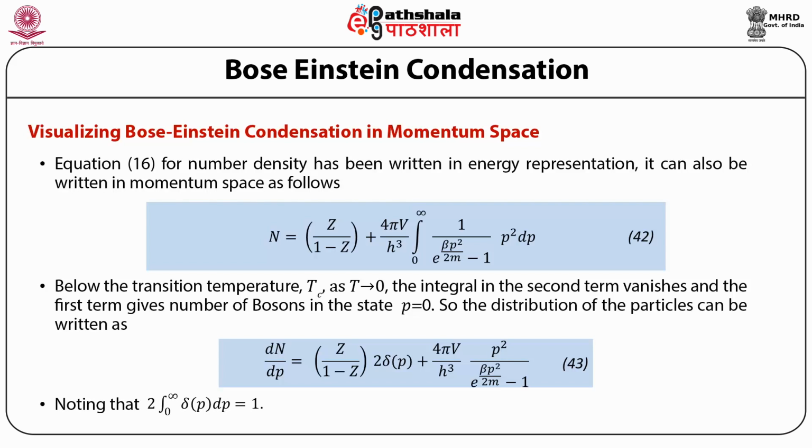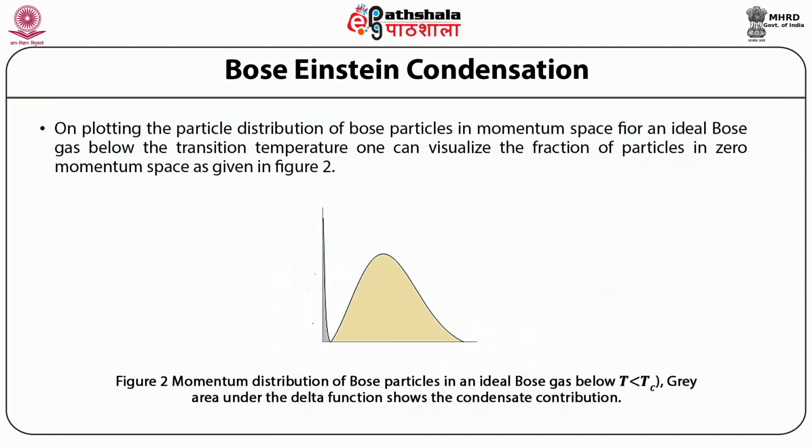Noting that twice the integral from 0 to infinity of the Dirac delta function delta(p) dp is equal to 1. On plotting the particle distribution of Bose particles in momentum space for an ideal Bose gas below the transition temperature, one can visualize the fraction of particles in zero momentum space as shown in figure 2.